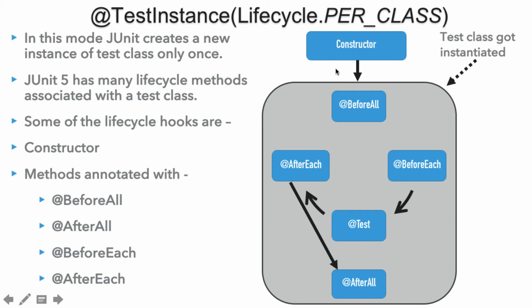So friends, here you can see that JUnit created only one instance of the test class by calling the constructor. And here we also discussed that @BeforeAll and @AfterAll are not static methods anymore. They are part of the test class. And also @BeforeAll and @AfterAll get executed only once throughout the lifecycle of the test class, and @BeforeEach and @AfterEach will be called multiple times depending on the number of @Tests present.